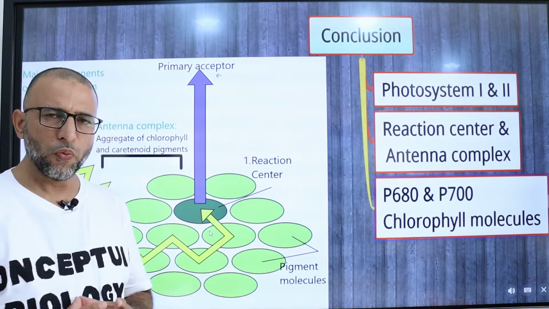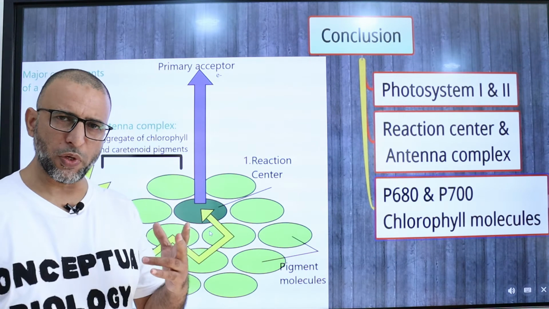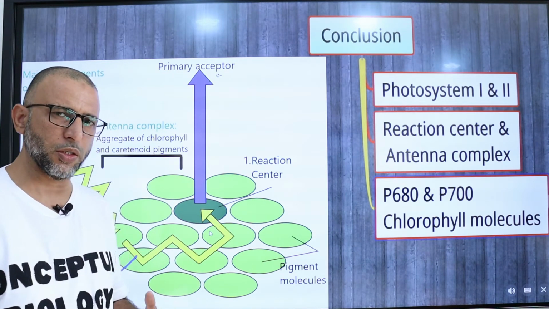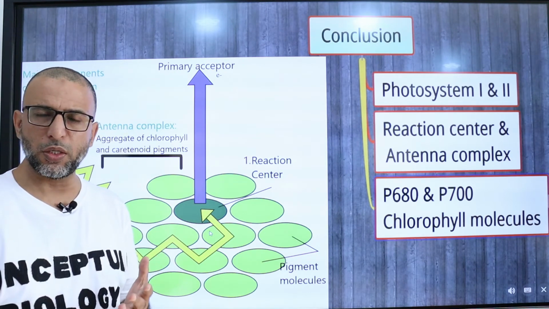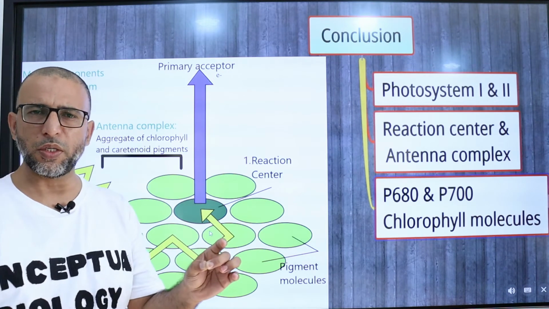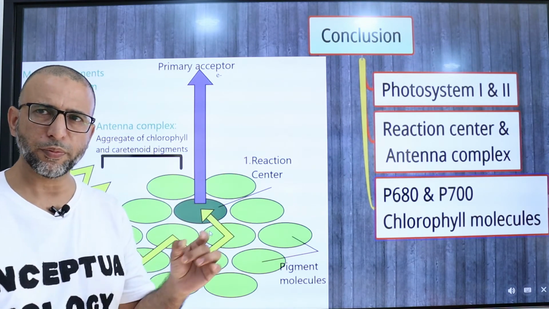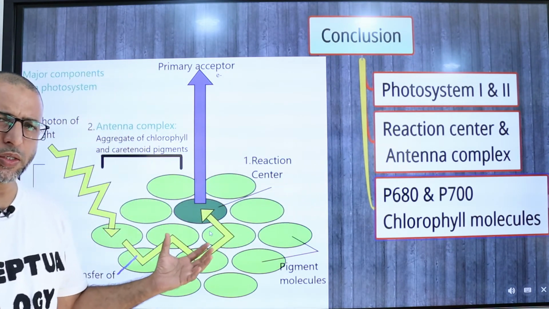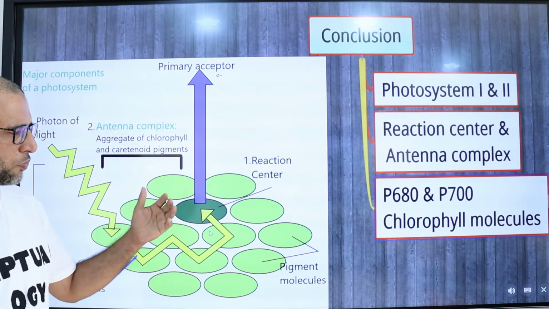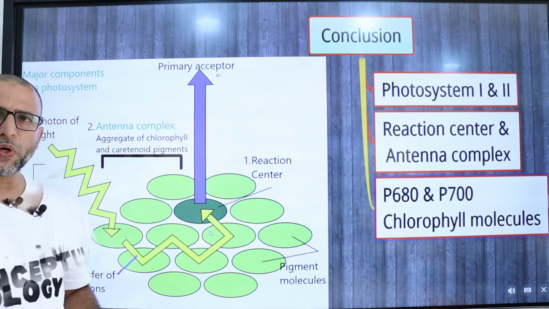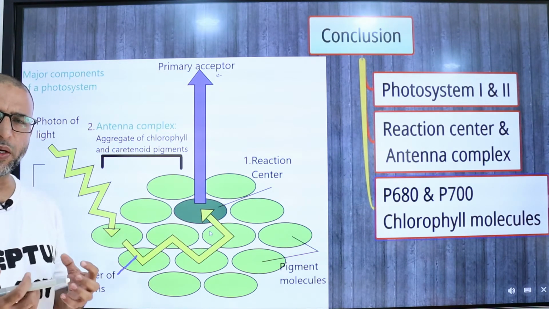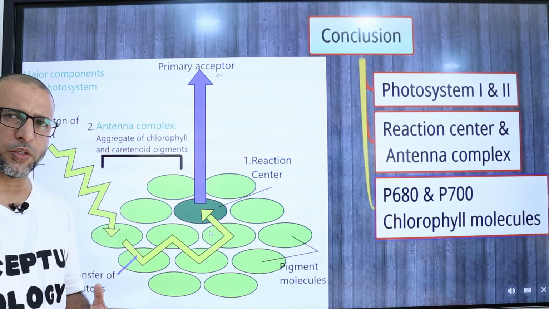To sum up, photosynthesis takes place in two phases: light dependent reactions and light independent reactions. Light dependent reactions take place in thylakoid membrane and light independent reactions take place in stroma. Photosystems are the sites at which light energy is absorbed and transformed into chemical energy.